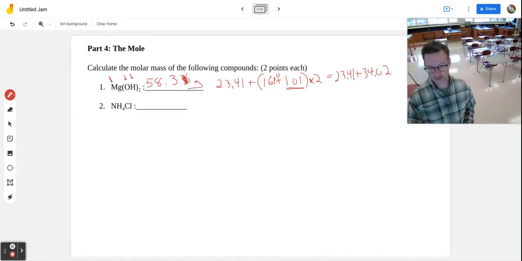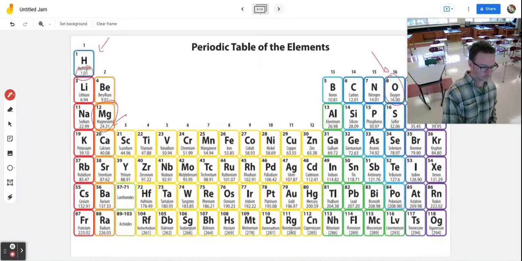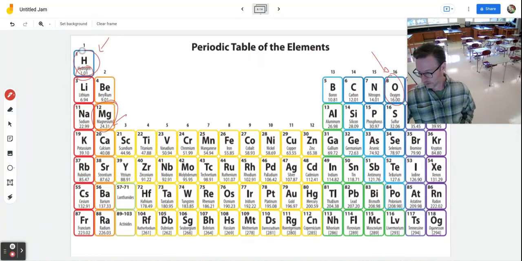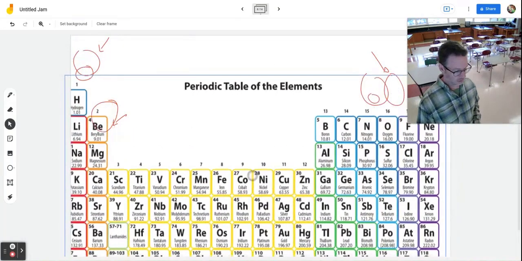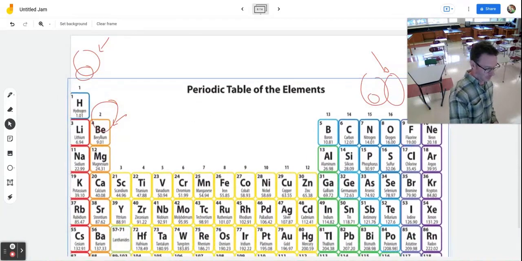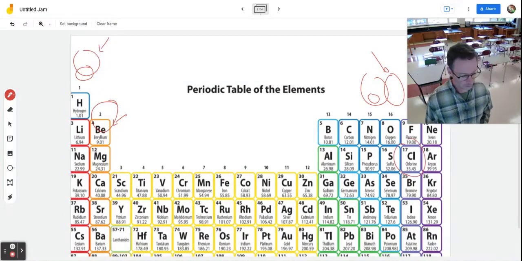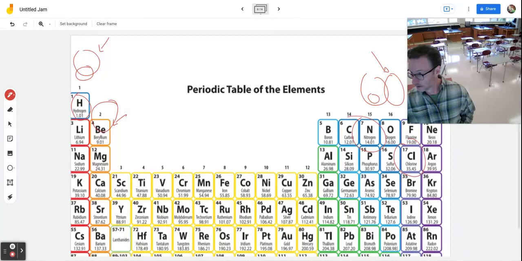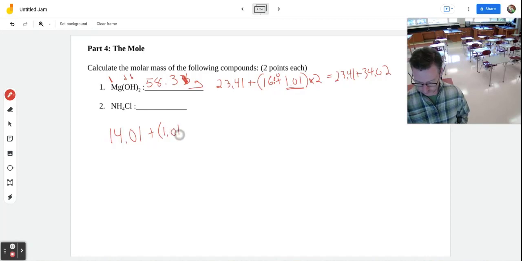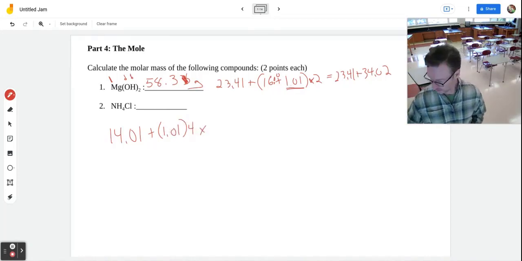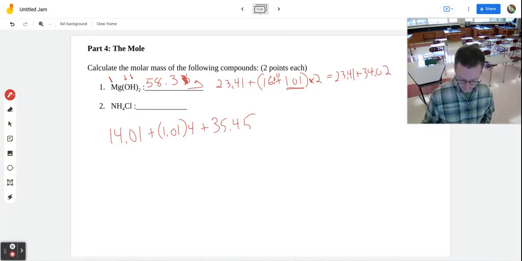All right, next one: nitrogen, hydrogen, chlorine. Sorry, we've already talked about hydrogen. Nitrogen is here, that's 14.01. And chlorine, hidden under there, but here it is. It's 35.45. Okay, so we're going to add the nitrogen, the chlorine, and the hydrogen. Going back, we have nitrogen, which is 14.01, plus hydrogen four times, so 1.01 times 4, plus chlorine, which was 35.45.